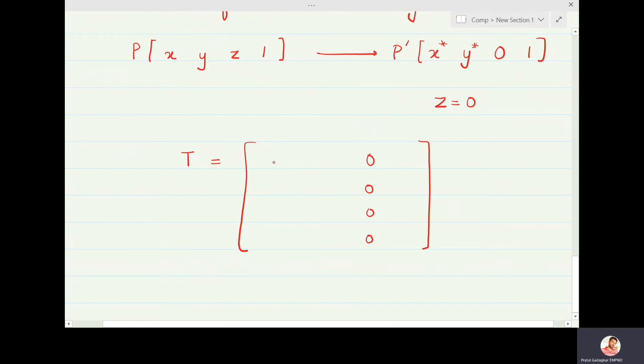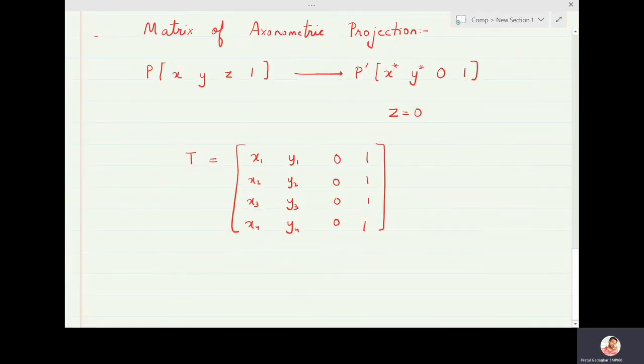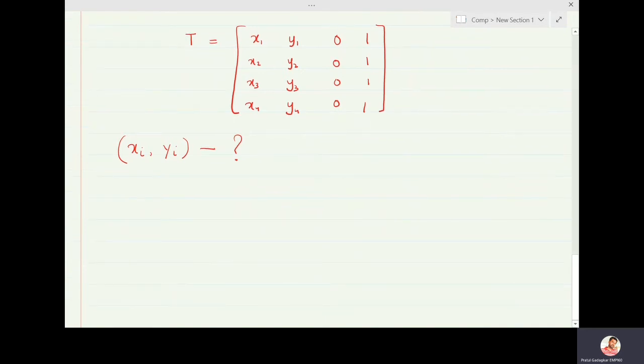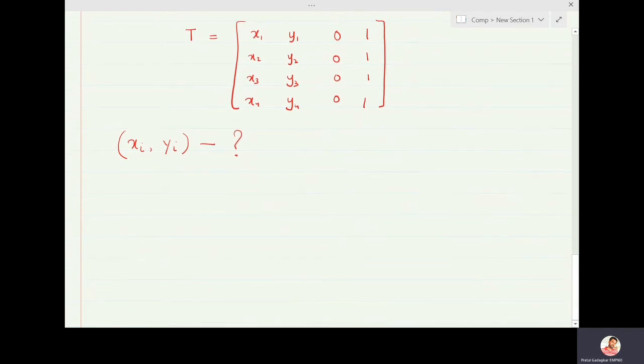So if I take the matrix in general of axonometric projection, it should look like this: x2, y2, x3, y3, and x4, y4, with the homogeneous coordinates in the last column. We want to find what my xi, yi should be so that this particular matrix looks like an axonometric projection. It should be the characterization of all those matrices which represent axonometric projection.